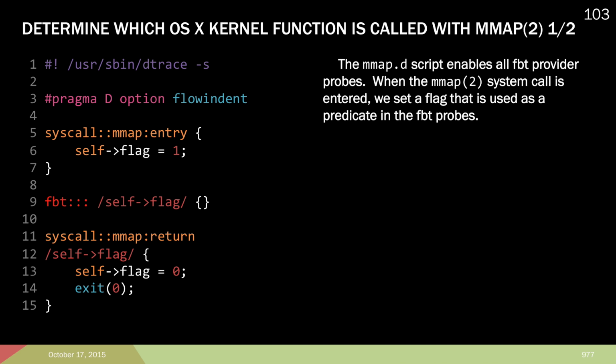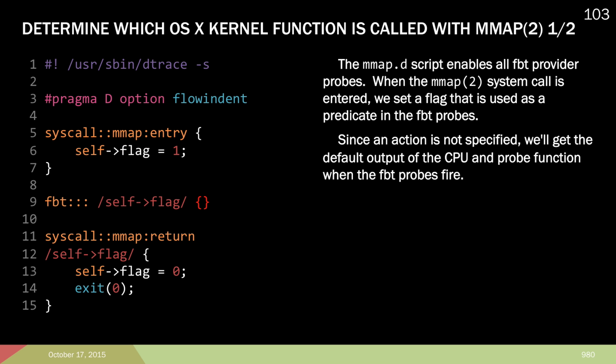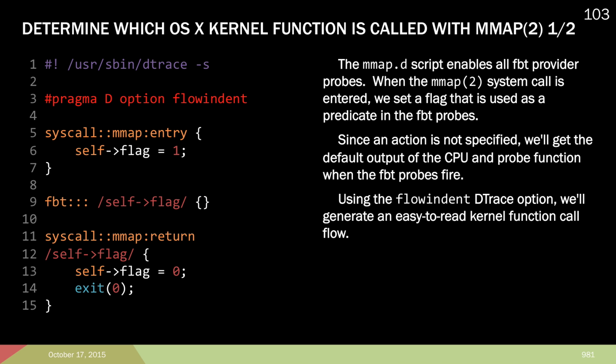The mmap.d script enables all FBT provider probes. When mmap is entered, we set a flag that is used as a predicate in the FBT probes. Since an action is not specified, we'll get the default output of the CPU and the probe functions when FBT fires. Using the flowindent DTrace option, we'll generate an easy-to-read kernel function call flow.